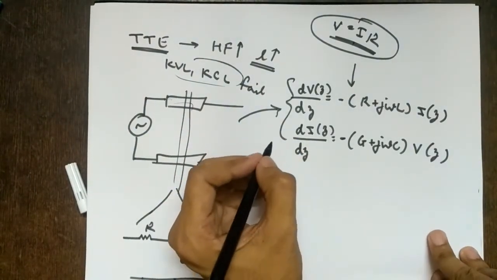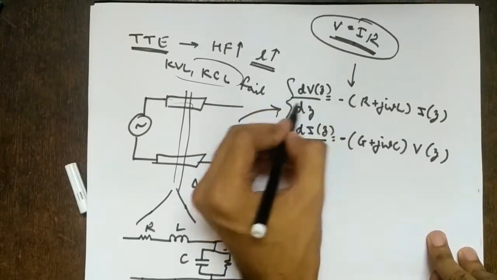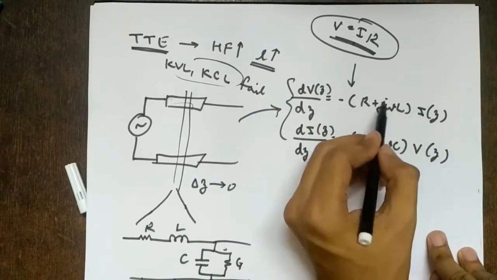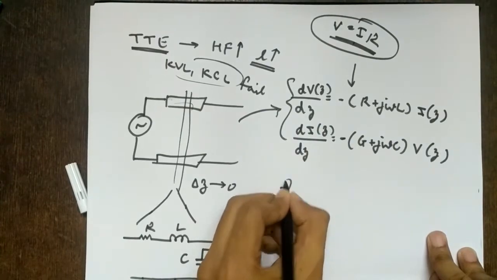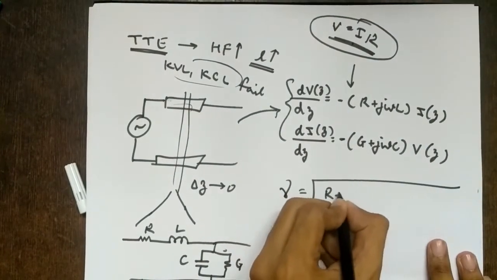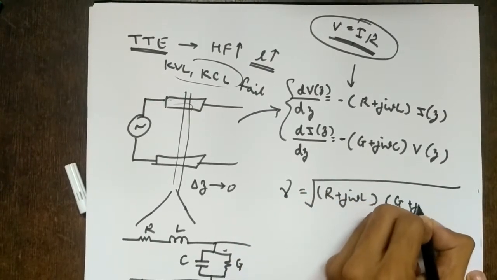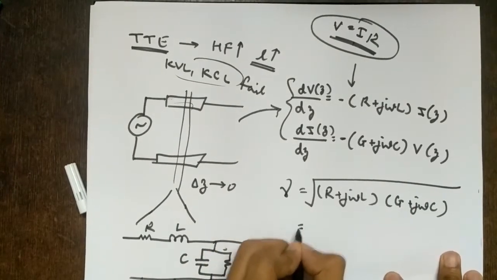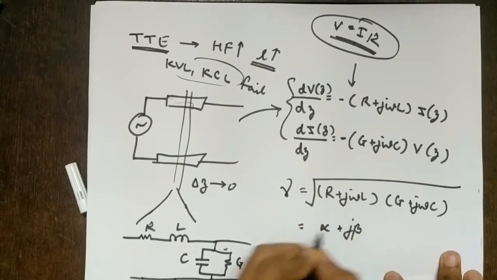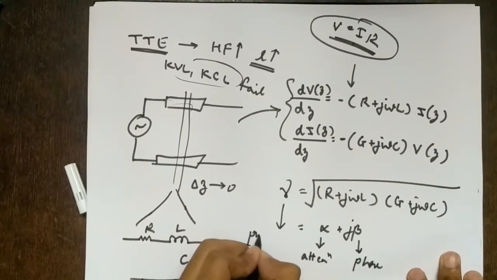Next, we differentiated this expression again because these are coupled equations. We got d square V by dz square equal to some constant into dI by dz. We said that the constant is gamma square, where gamma is equal to the square root of (R plus j omega L) into (G plus j omega C). This is a complex quantity, so we said it is alpha plus j beta. Alpha is the attenuation constant, beta is the phase constant, and consequently gamma is called the propagation constant.